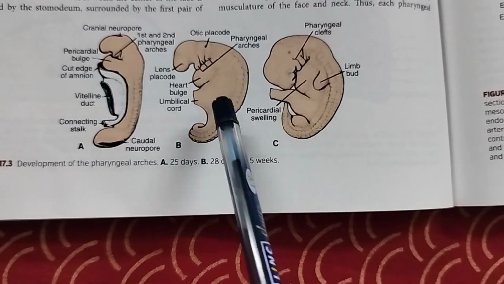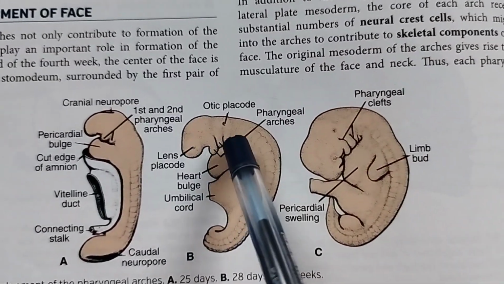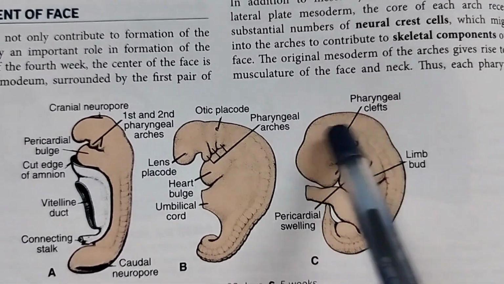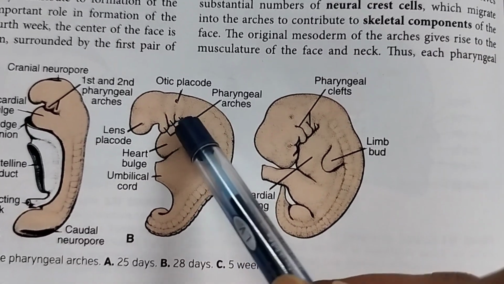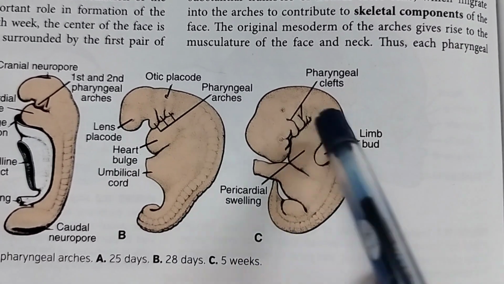Look at this embryo at 4th and 5th week. Focus on this area. You can see some gills-like development here.